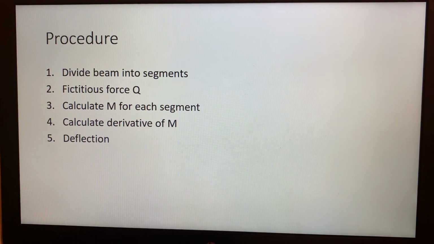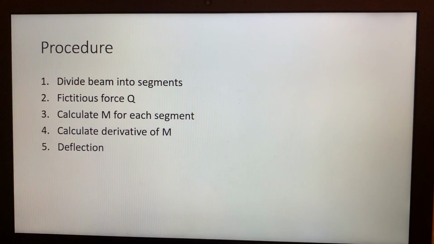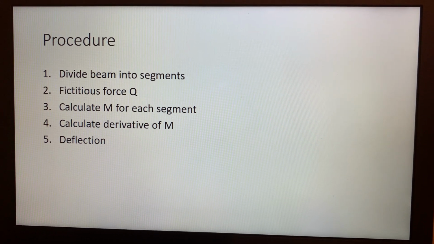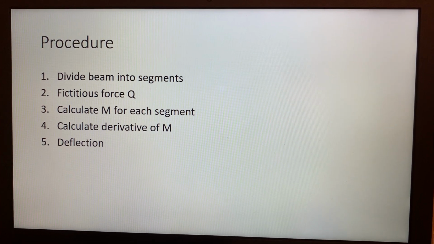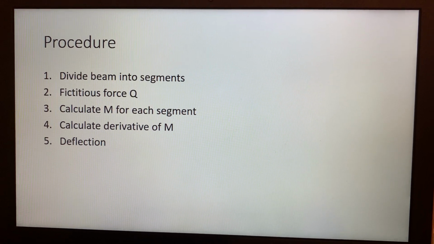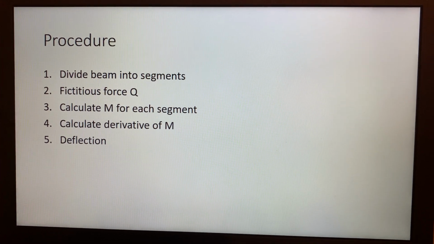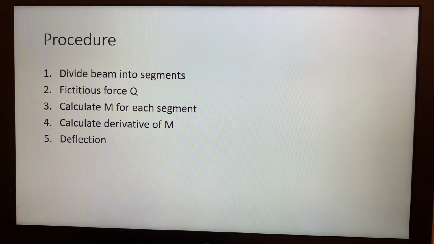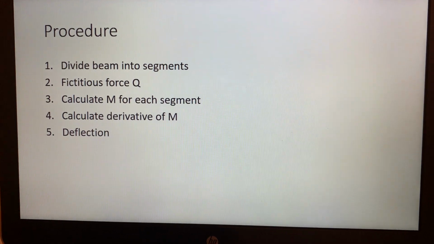We then place our fictitious force Q. It should be where the deflection we're trying to find is, in the direction of the deflection. Then we calculate the moment for each segment. We do a moment sum with the forces in the segment that we're looking at. Then we calculate the derivative of the moment, and we use those to find the deflection.